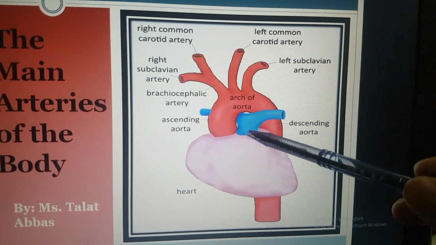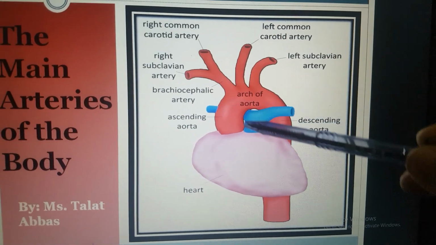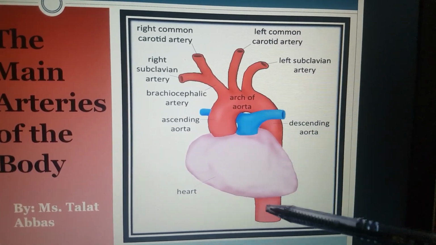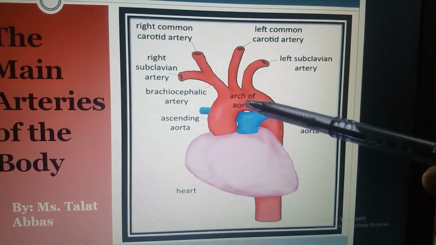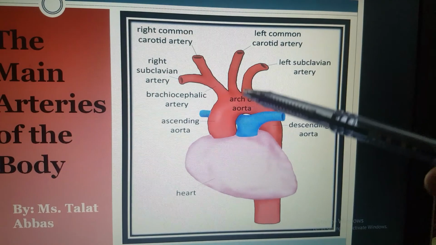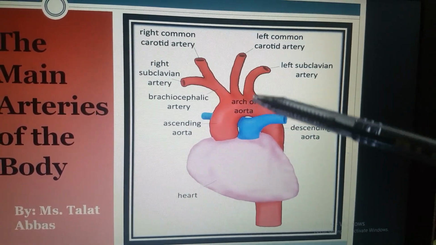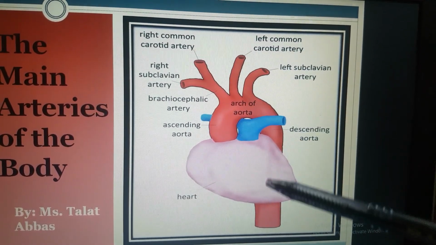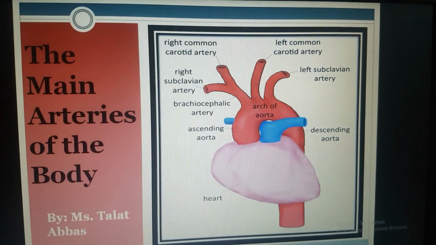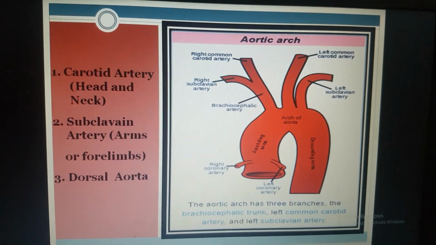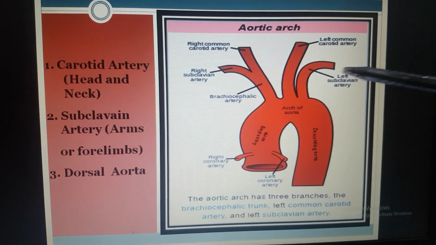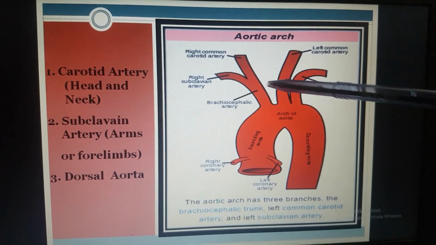See again, here this is pulmonary artery which is taking deoxygenated blood towards lungs, and this is aortic arch taking the blood which is oxygenated to the pulmonary arch and to descending aorta. Here we'll see aortic arch. Now let's talk about this aortic arch first.